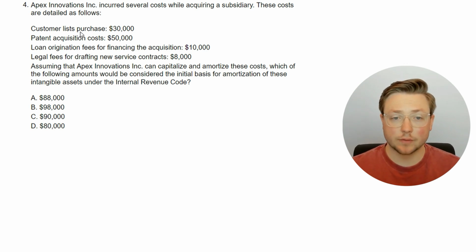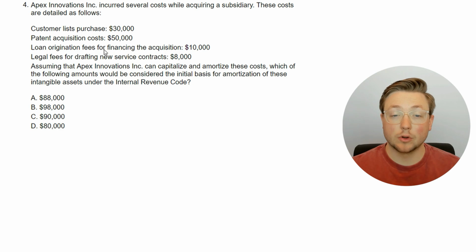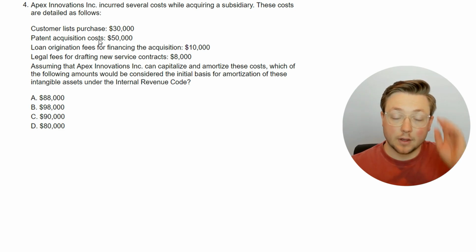Okay, so from what we've learned so far, most likely customer lists are going to count as an intangible asset. Patent, we just dealt with that in the previous question, going to be an intangible asset. Now the question is, are loan origination fees for purchasing going to be counted? And then also legal fees. Now legal fees, when it was a startup or an organizational cost for starting up a business, it was considered something that you could amortize potentially, but I don't know if it's going to be amortizable when you're just purchasing a subsidiary, acquiring another business. So take a second, think about it, come back when you're ready.